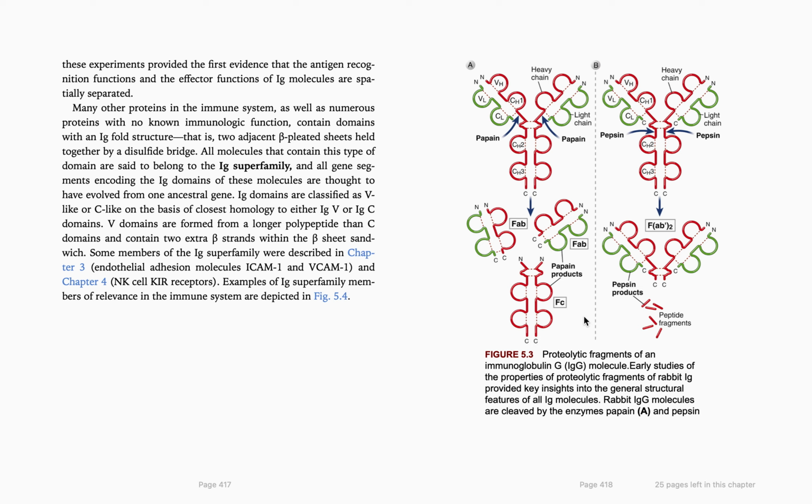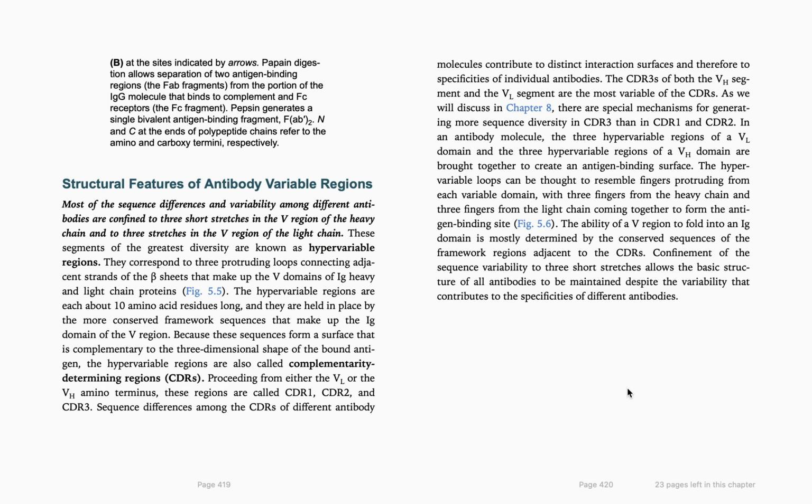But when you use pepsin, it cuts here and leaves the hinge joint here. That's why you see the hinge joint here. So the proteolytic fragments of the immunoglobulin IgG molecule. Early studies of properties of proteolytic fragments of rabbit Ig provided key insight into general structural features of all Ig molecules. Rabbit Ig molecules are cleaved by the enzyme papain, A, you see, and pepsin in B. And they are cleaved at sites indicated by arrows.